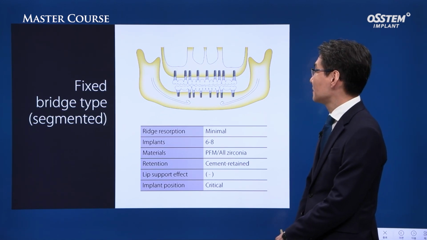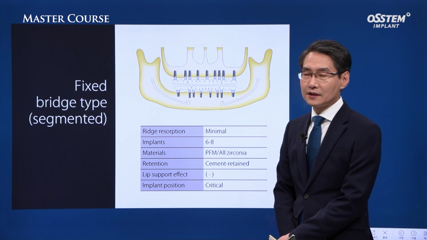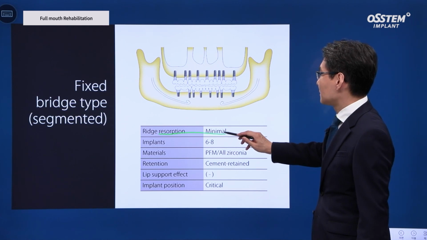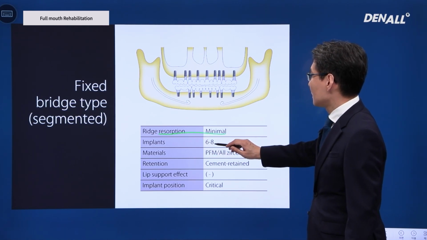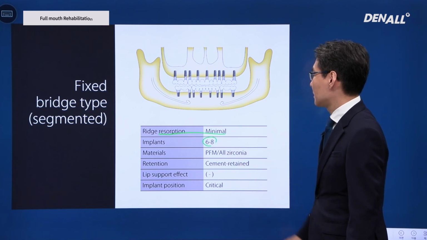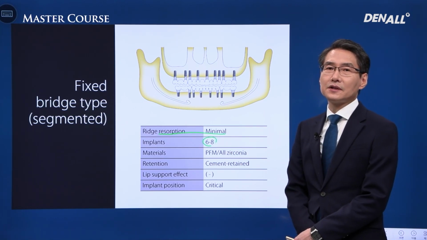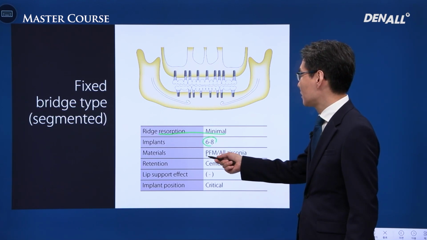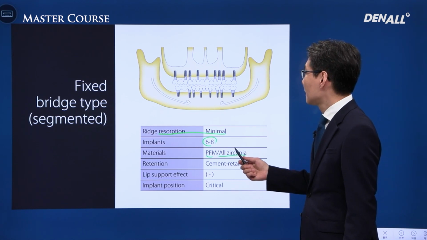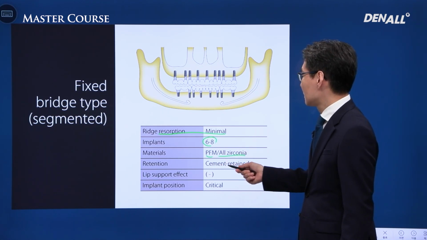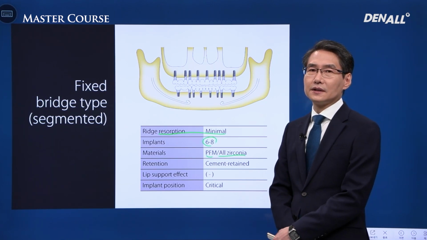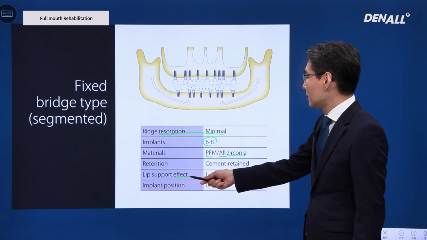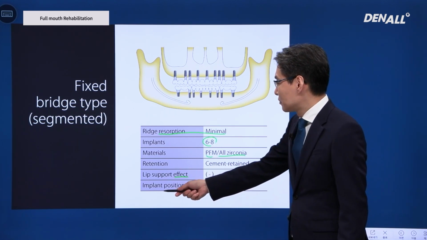The second option amongst the three options is fixed bridge type. You place multiple implants in this case. The amount of alveolar bone resorption should not be severe. Number of implants, it should be either 6 or 8. The materials that are used in general are the same as the materials used for partial edentulous cases. It can be PFM or all zirconia. You can use a cement retain type as well as screw retain type if necessary. In this case, lip support is not very important.